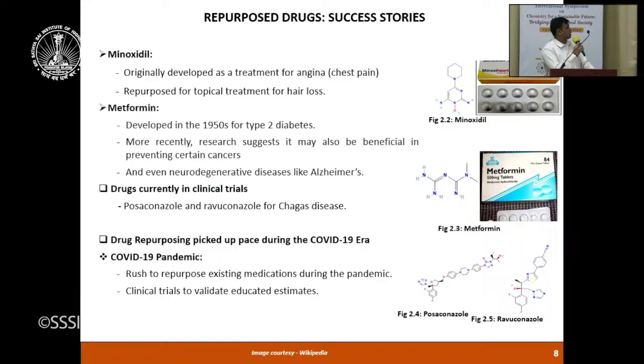We have seen in COVID-19 that drug repurposing has picked up pace. As we have seen, there was a rush to repurpose existing medication for the pandemic.